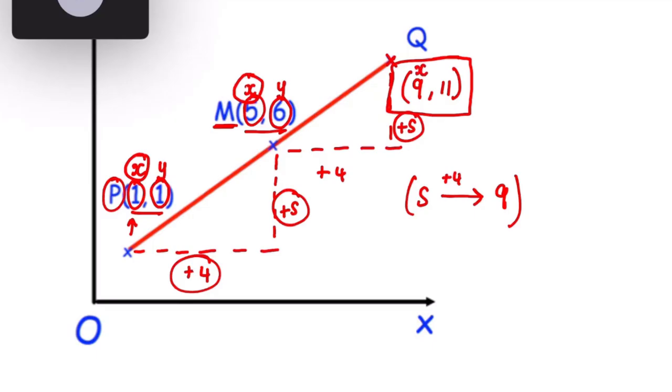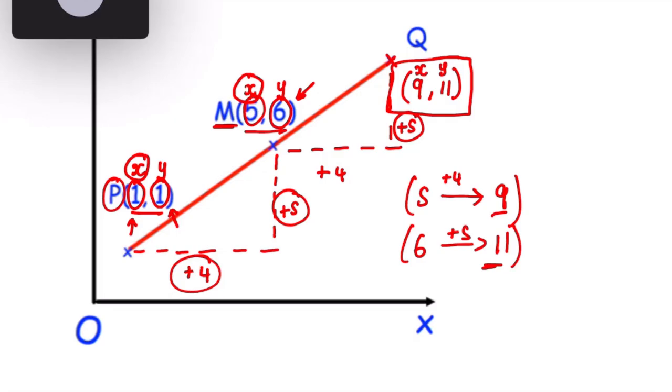For the y coordinates, we had 1 over here. To get to the y coordinate of M, we needed to get to 6. So 1 to get to 6, we have to add 5. 1 add 5 gives you 6. Okay, so to get from M to Q, you also need to do the same thing. So you will need to add 5 to 6 to get you the y coordinate of Q, and that gives you 11. That's why we had 9, 11 as our final coordinates.